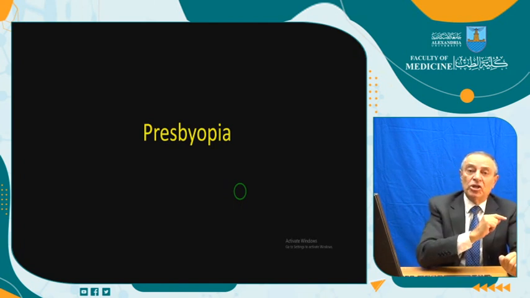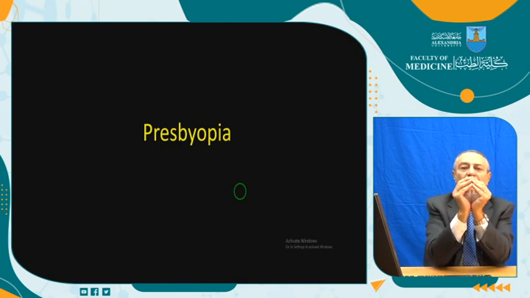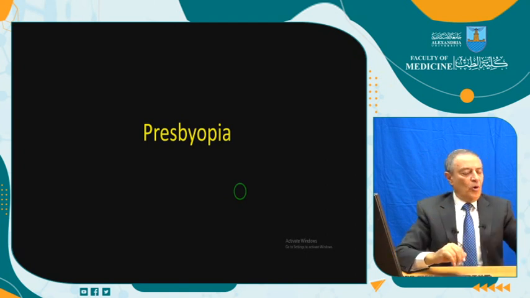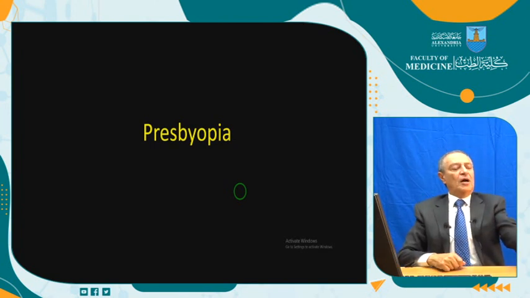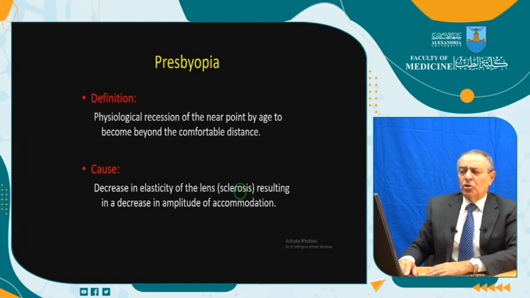We have seen in young age that this lens can be spherical like that. It can be 14 diopters of accommodation. By the age of 20, maybe 7, 8 diopters. By the age of 70, 0. That is, with age, the lens cannot do this accommodation. And because of this, by around 40, you have to hold things further away. And that's why this is the condition of presbyopia. Physiological recession of the near point by age to become beyond the comfortable distance. This is the definition. And the cause is decreased elasticity of the lens.